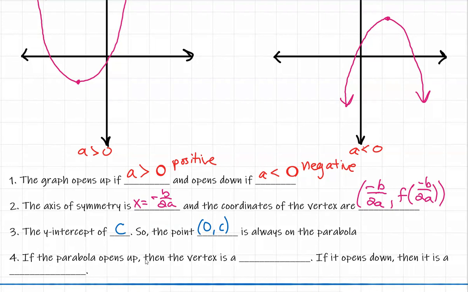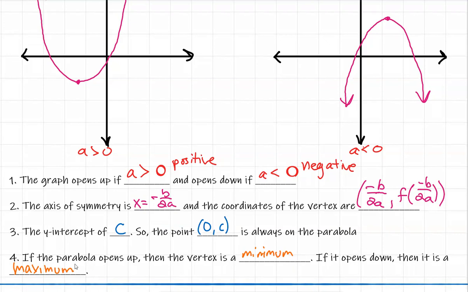If the parabola opens up, then the vertex is what we're going to call a minimum. Okay, what do we mean by that? Well, a minimum is a low point on our graph. If it's a point that is lower than everything to the immediate left and right, right? And then if it opens down, it's what we call a maximum.